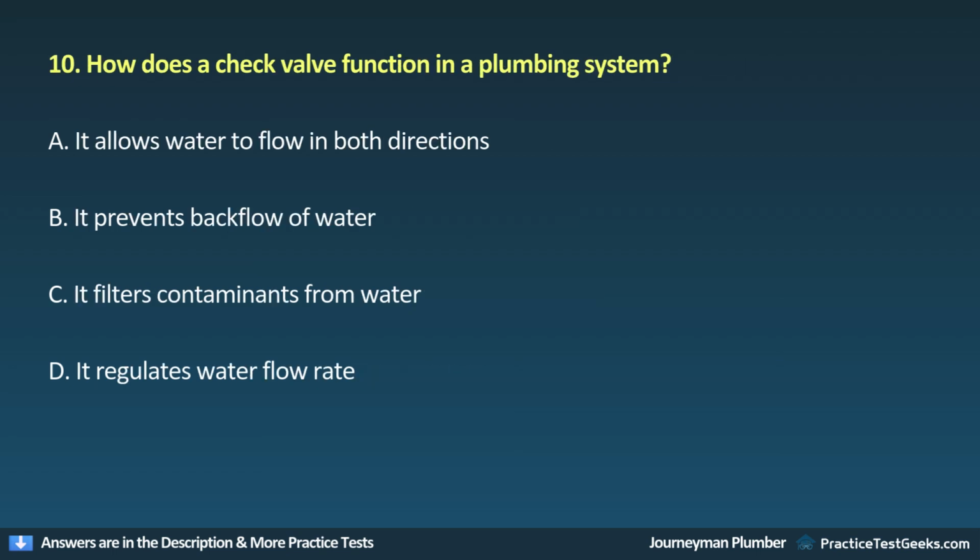10. How does a check valve function in a plumbing system? A. It allows water to flow in both directions. B. It prevents backflow of water. C. It filters contaminants from water. D. It regulates water flow rate.